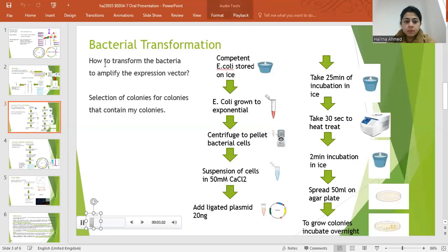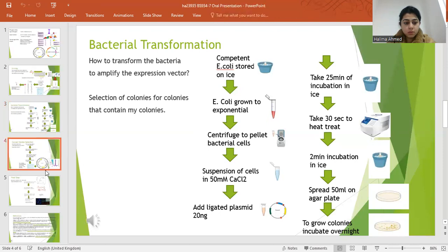Here, the bacterial transformation is a crucial step in amplifying the expression vector carrying the inserted gene. For this, we purify the plasmid containing the gene of interest, and then it is introduced into the bacterial cells. The common choice for this purpose is E. coli. Here's a step-by-step description of bacterial transformation and the subsequent selection of colonies containing the desired gene.